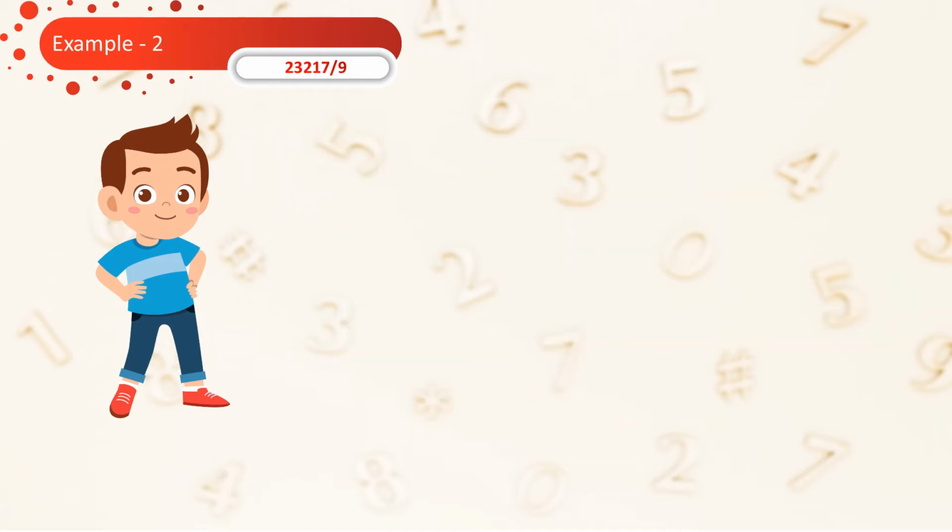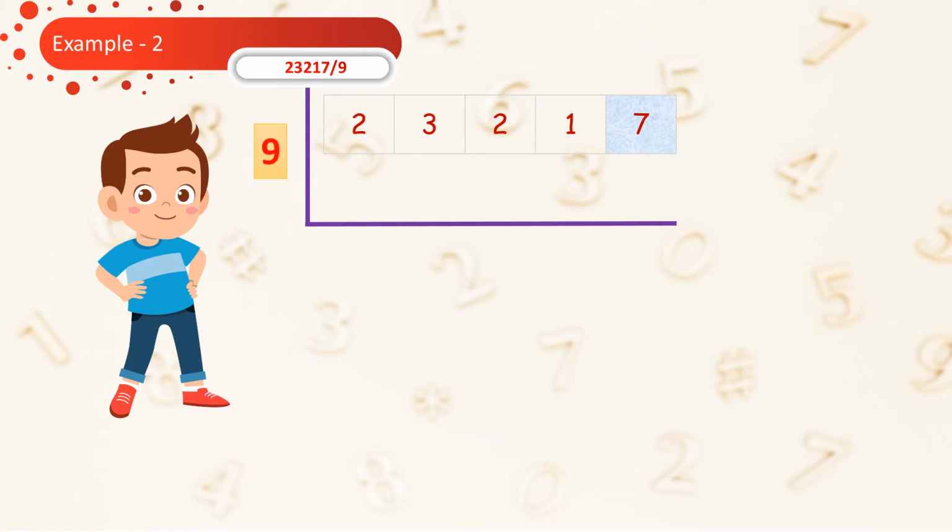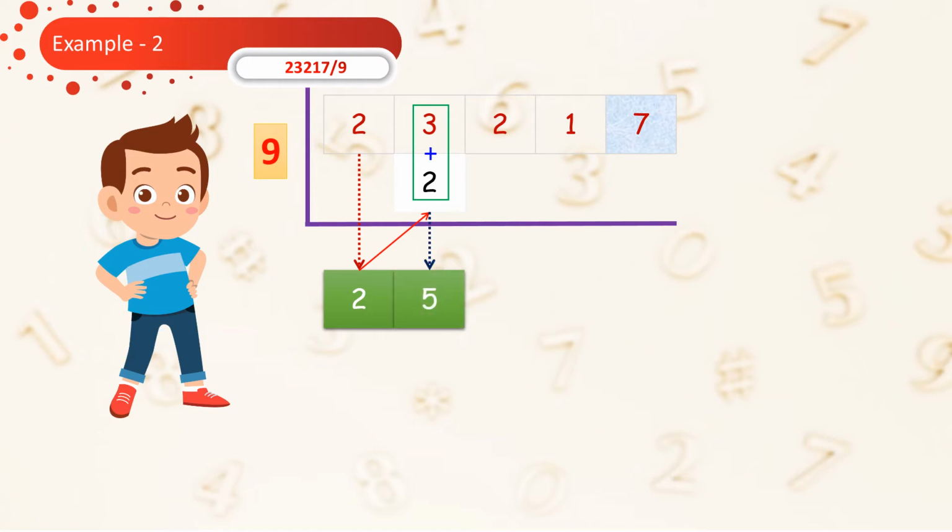So moving on to our second example in this episode, we take the number 23,217 and divide that by 9. So we write 23,217 and divide that by 9. As before, the first step, write down the number 2 straight away. Take the 2 across, put it below 3. 3 plus 2 is 5. Write the 5 next to the 2.